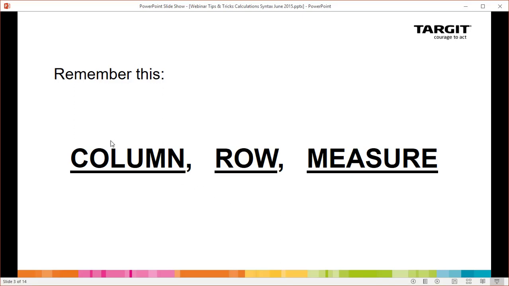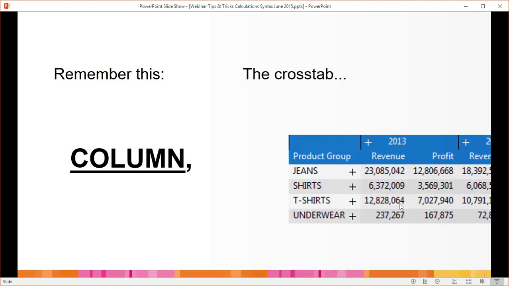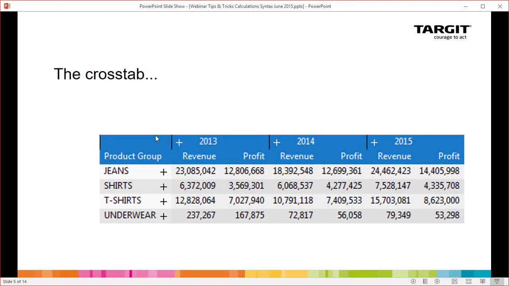When you work with the target calculation syntax, you should always use this reference syntax here. First you refer to columns, then rows, then measures within a crosstab, and always like that. Now, if we have a crosstab like this, we're looking at 3 years of data and 4 product groups here, and also we're looking at 2 measures, revenue and profit.